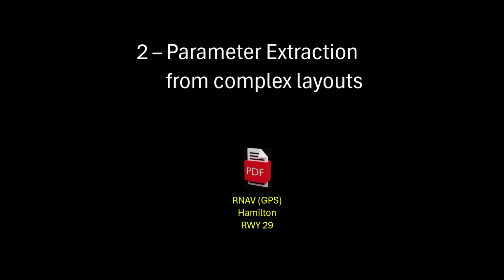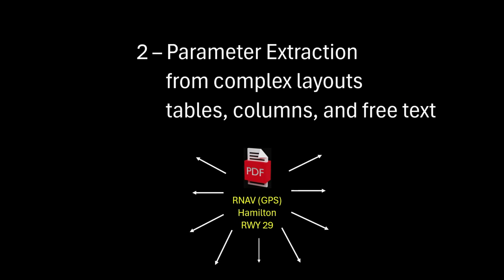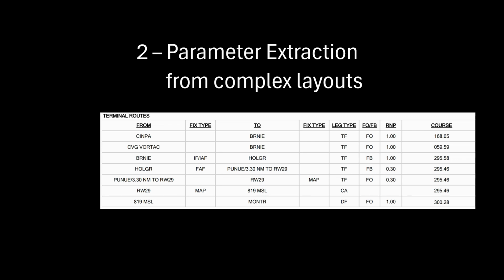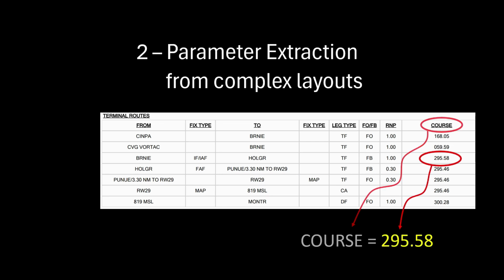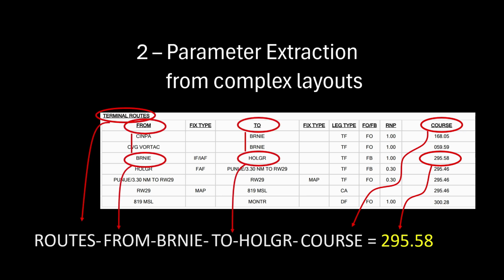Once large PDF files are split and saved to smaller files, 1A1 starts parameter extraction from complex layouts, tables, columns, and free text. Let me explain. Imagine a table where the values of several parameters are tabulated. The 1A1 tool extracts parameters with their values from a table like this.